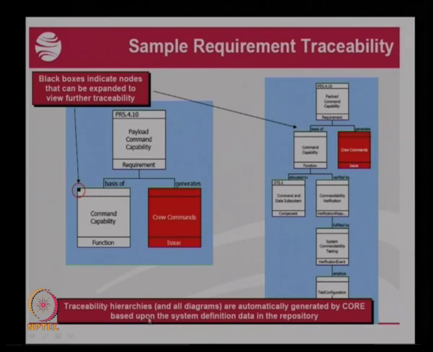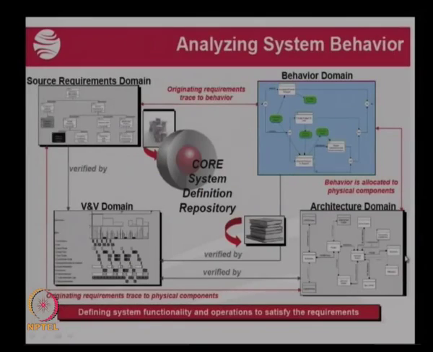So the traceability hierarchies are automatically generated by CORE based upon the system definition data in the repository. So this will always be automatically generated, so you do not need to prepare all these things. While preparing the repository, if you link all these requirements, this traceability will be generated automatically. So it is easy to go into the details of a requirement and find out the origin of that particular requirement.